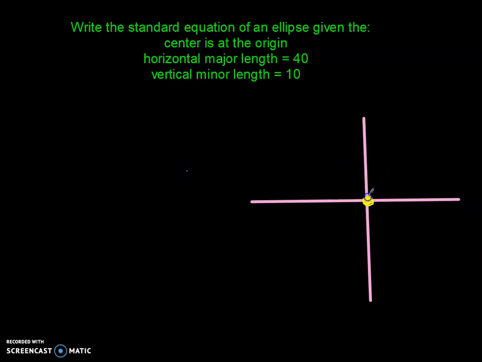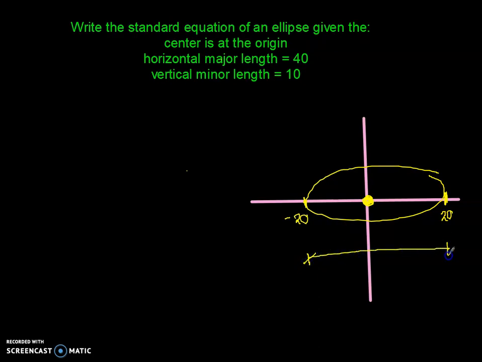Mind you, this will be a sketch because the horizontal major length of axis is 40. So yeah, just pretend it's symmetrical. So this would be from 0 to 20. This would be from 0 to negative 20. And I know this because the length from here to here would be 40.